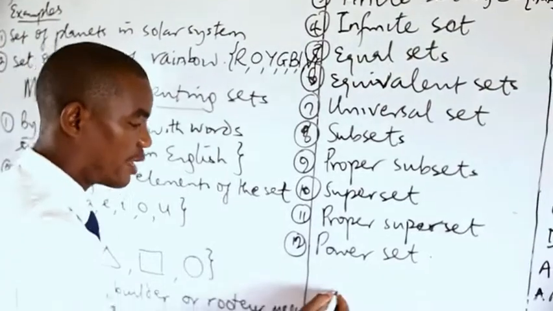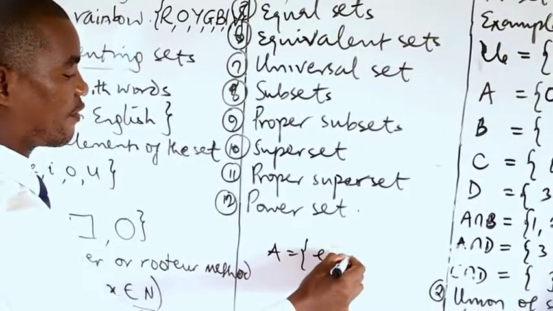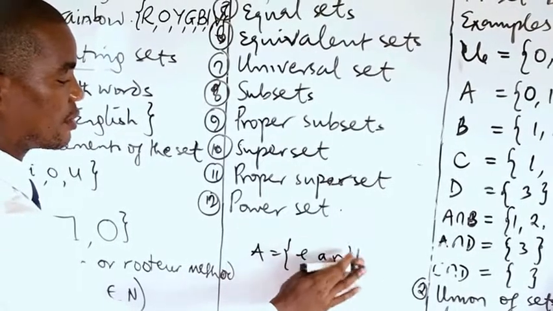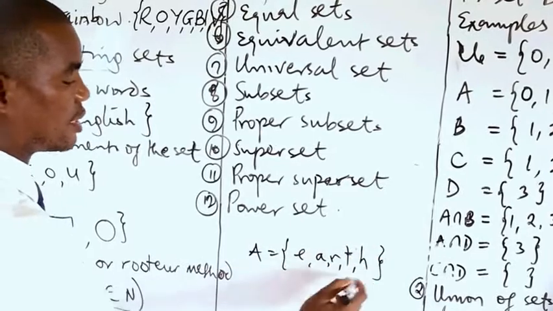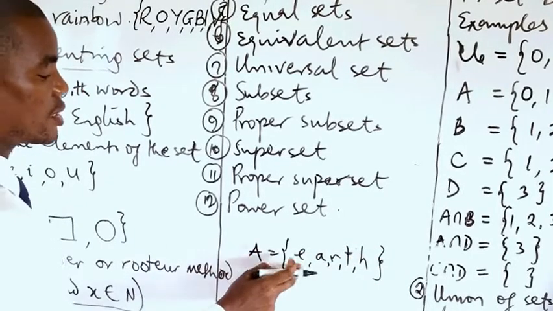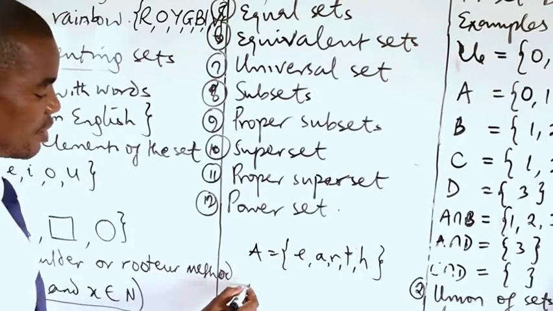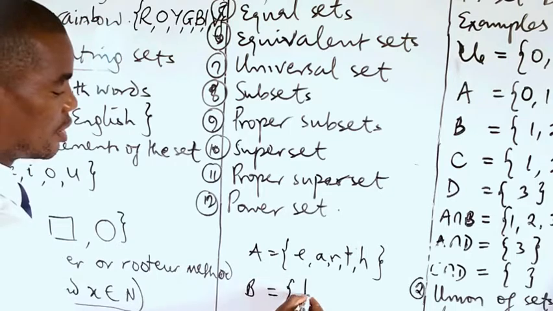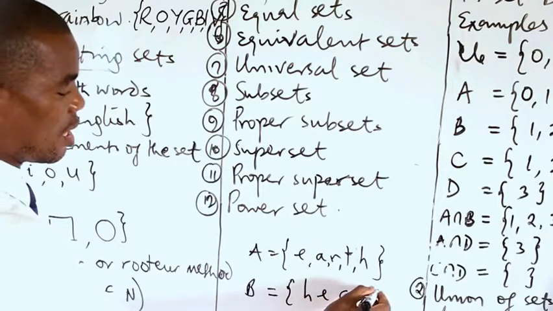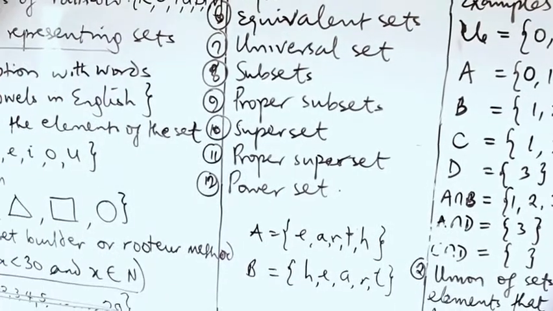Let me give you an example over here. For example, set A is like this. Set A contains element E, element A, element R, element T, element H. Then we have another set, let's call it set B. It contains this: Art.